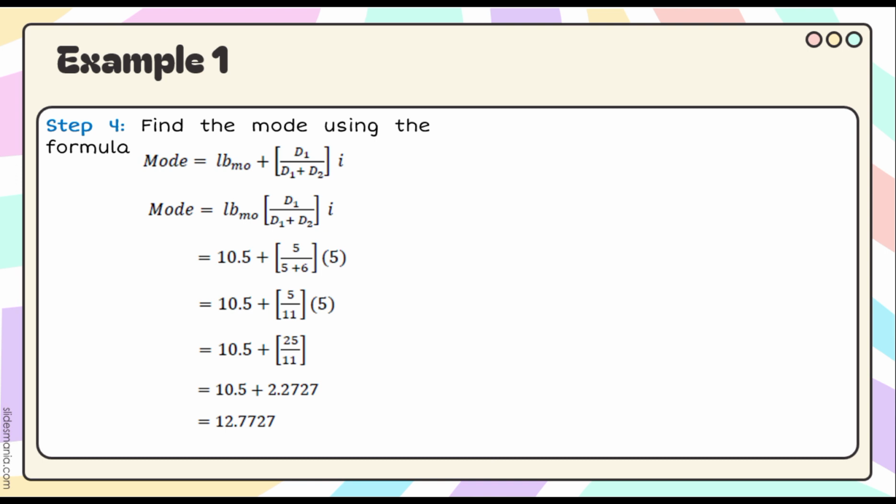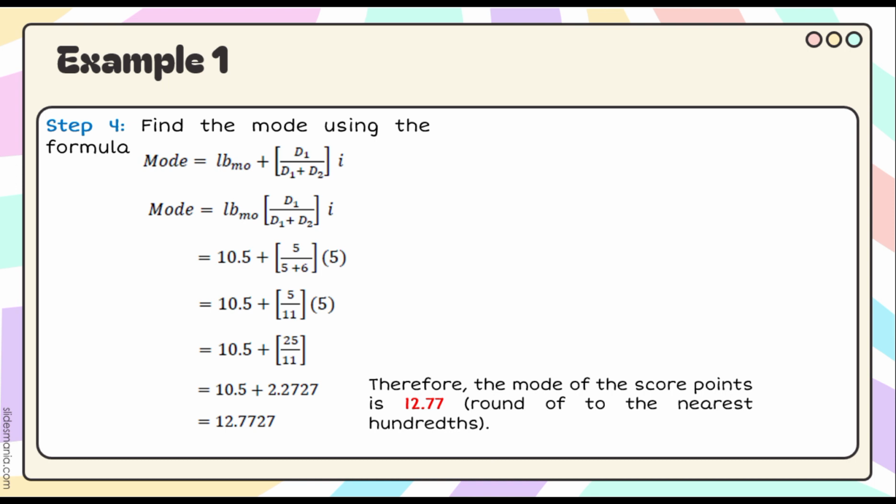So 25 divided by 11 is 2.2727. So 10.5 plus 2.2727 is equal to 12.7727. Therefore, the mode of the score points is 12.77. So we have to round off to the nearest hundredths.